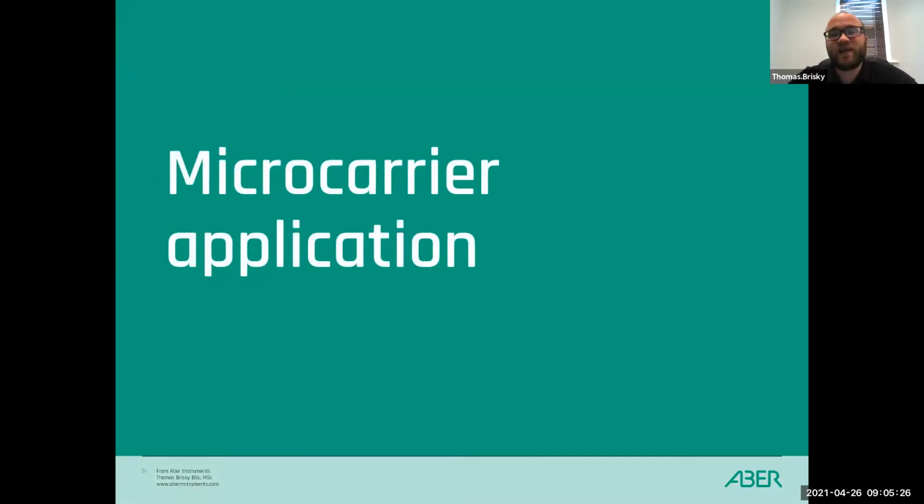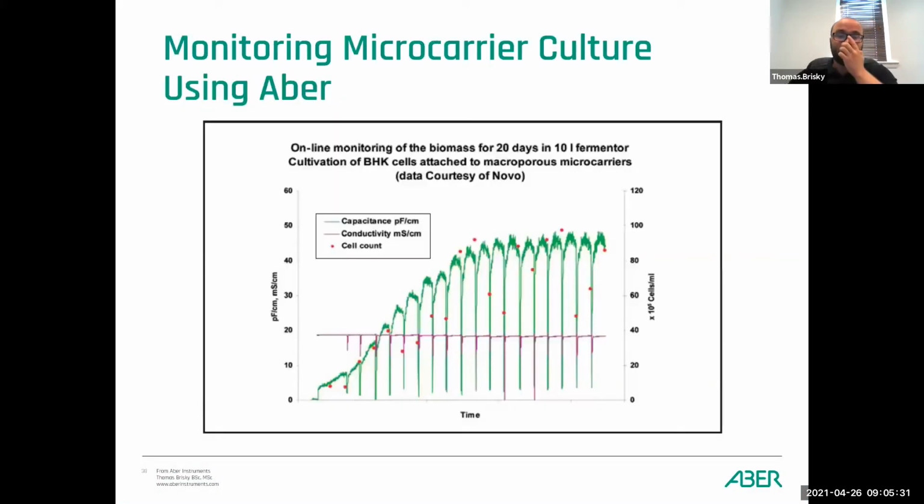The next application that I'd like to discuss is using Aber technology with microcarriers. So this is quite an interesting example of measuring baby hamster kidney cells attached to macroporous microcarriers. Microcarriers, much like dead cells, gas bubbles, and solid media particles, do not have the ability to hold charge around themselves and are, as a result, not detected or measured by the Aber technology. The green line here is the capacitance trend calibrated to read in cells per milliliter. As the cells on the microcarriers grow, the capacitance increases. And as the nutrients are depleted, the capacitance starts to drop.